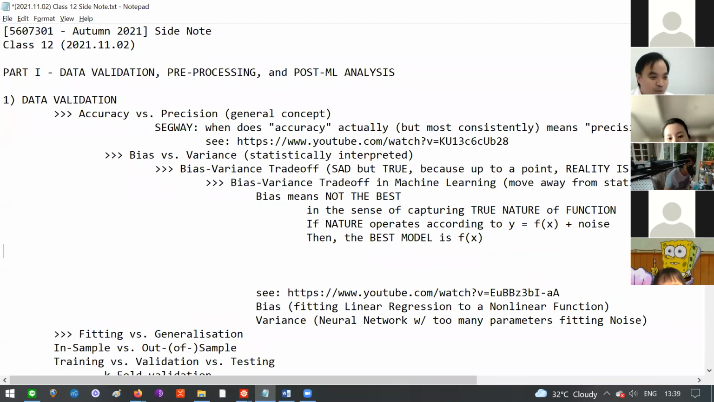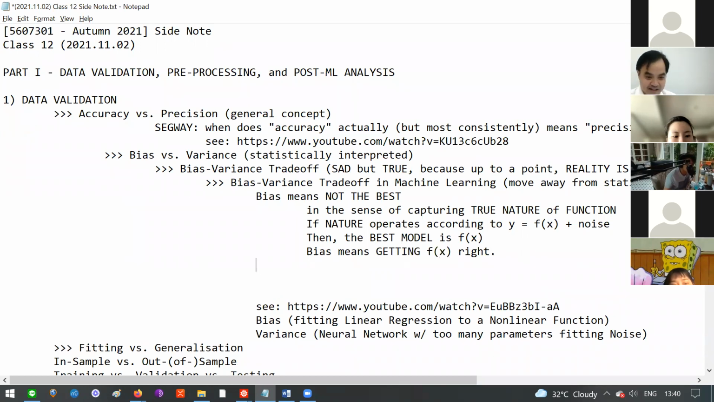So you have two things, all right? Bias means not getting f of x right. Variance means getting noise. Okay, means you're actually fitting noise.